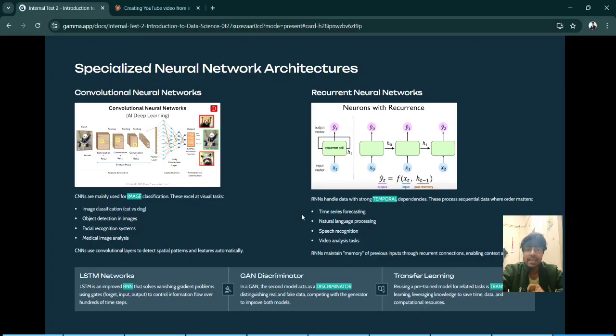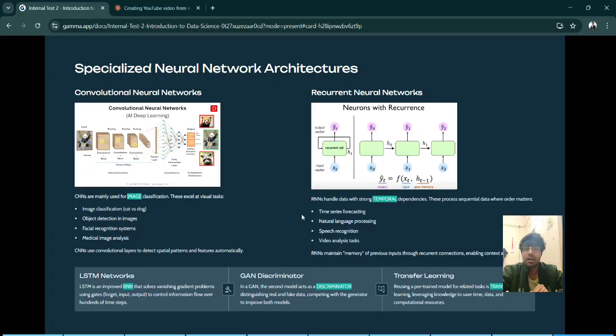The question number 33. In a GAN, the second model acts as a blank distinguishing real and fake data. So the answer is discriminator, or critic or judge. A generative adversarial network has a fascinating architecture with two competing models. The generator creates fake data trying to fool the discriminator. The discriminator tries to distinguish real data from fake. They are locked in competition: as the generator improves at creating realistic faces, the discriminator improves at detecting them.